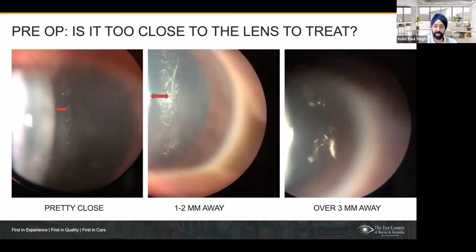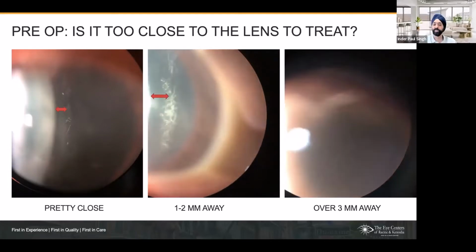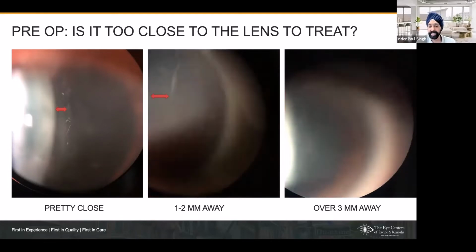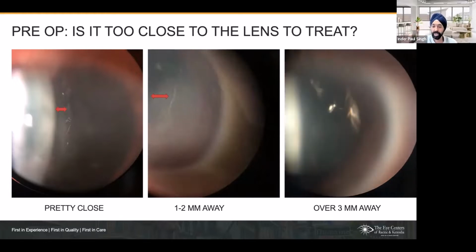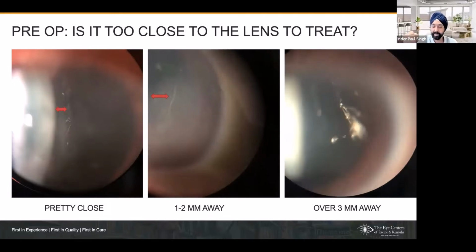On the right is someone where you feel like you can do it. These are about 4 to 5 millimeters away at least. And you can see here, even though they're string-like floaters, they're more consolidated, they're more clumped together. The more clumped together these floaters are, the better it absorbs the energy, like a white string as well.